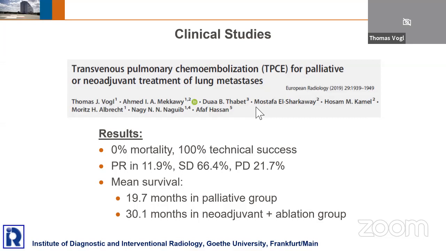And what you see here is that we had stable disease in about 66%, progressive disease in about 20%. But you see about two thirds of the patients are at least quite stable. A very low number had partial response. These data also showed that in those patients where we used chemoembolization of the lung neoadjuvantly and then ablated, they had a better survival than a palliative patient. In a way, we suspected this also.